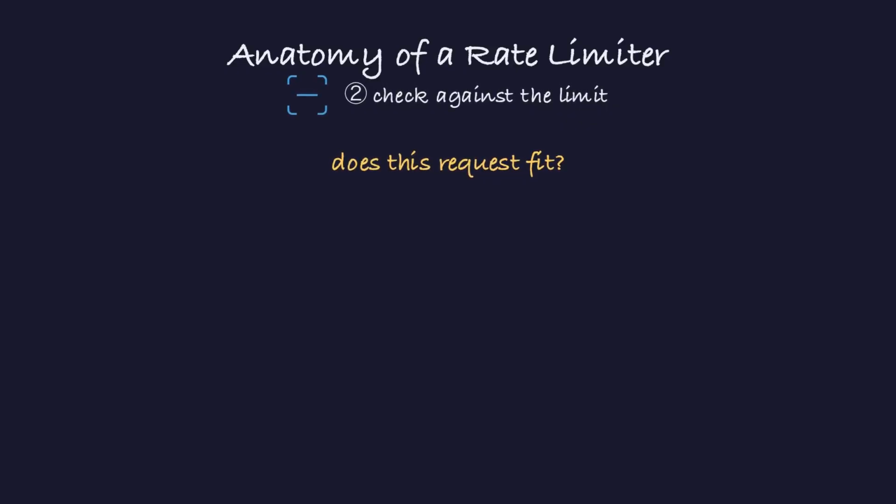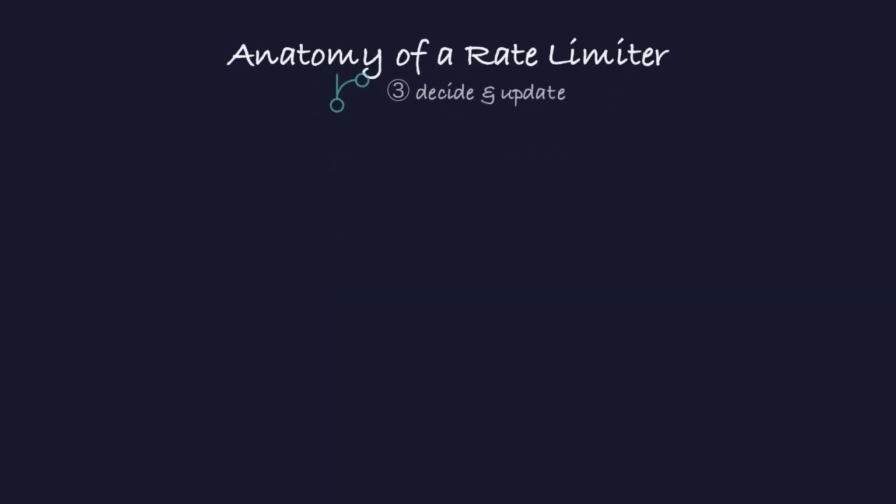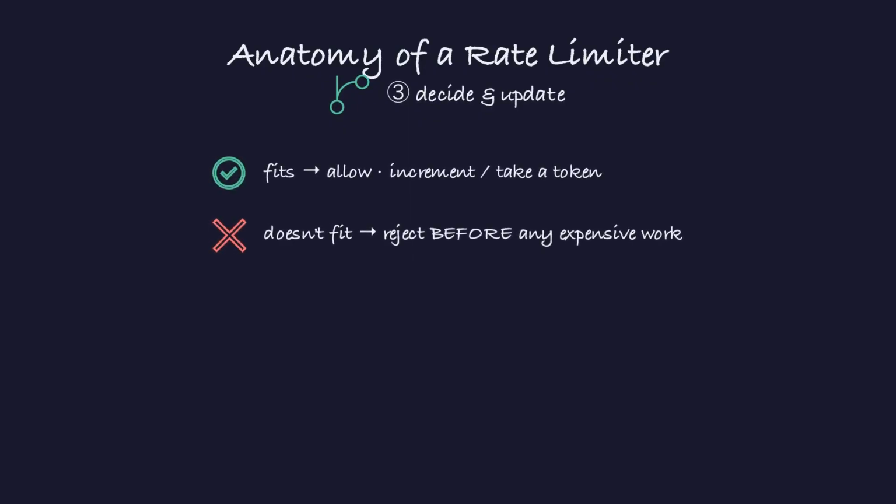Step 2. Check against the limit. Look up the current state for that key and ask, does this request fit? Is the counter below the limit? Does the bucket have a token? Step 3. Decide and update. If it fits, allow it and record it, increment the counter, or take a token. If it doesn't, reject it before doing any expensive work.